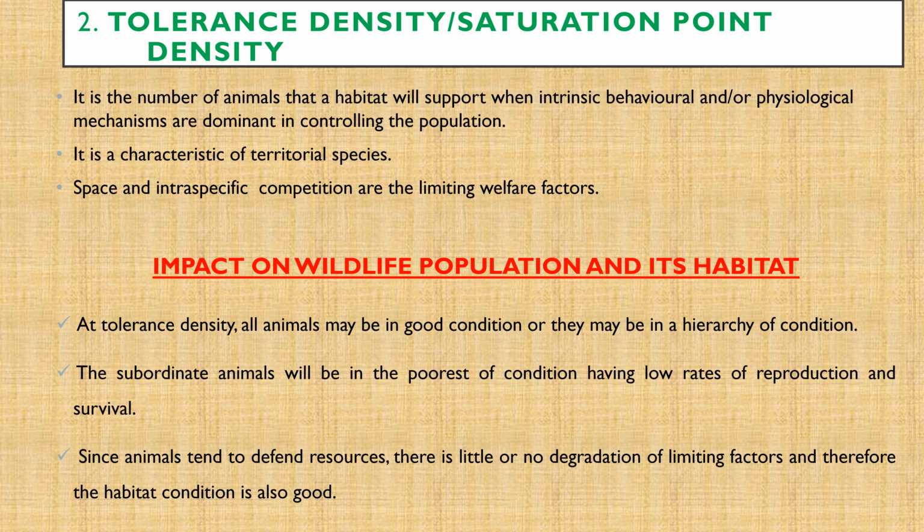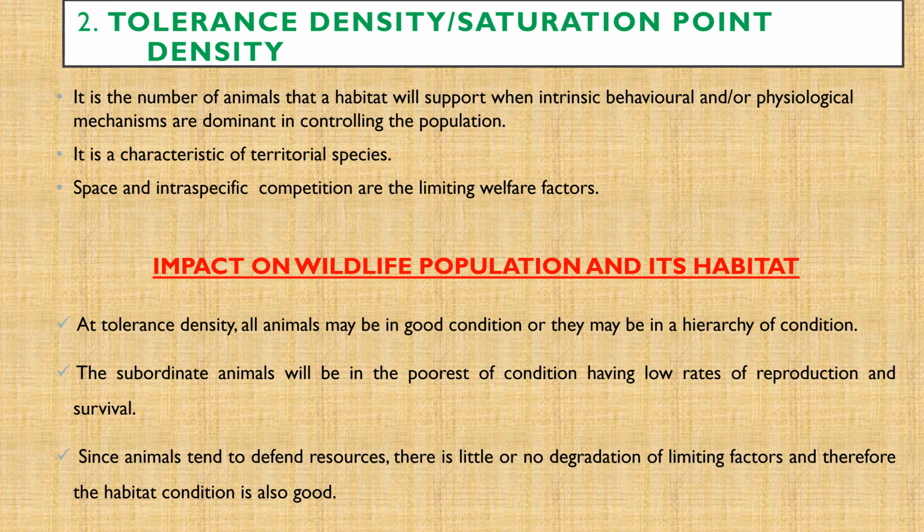Another tool we look at under ecological carrying capacity is the tolerance density, or the saturation point density. It is defined as the number of animals that a habitat will support when intrinsic behavioral and/or physiological mechanisms are dominant in controlling the population. It is a characteristic of territorial species, and under this, space and interspecific competition are the limiting welfare factors. So this is a clear case of the survival of the fittest, where only the strong will survive.